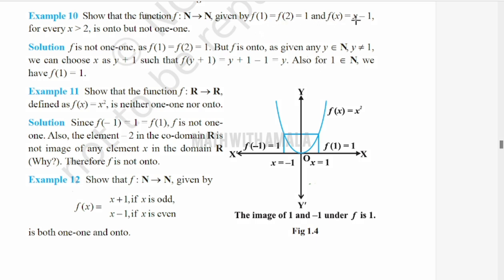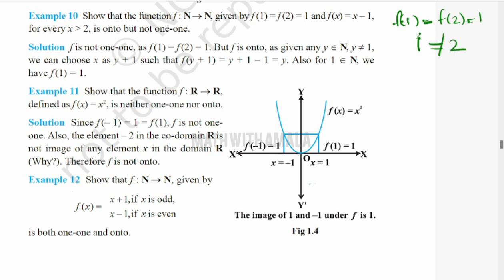Example number 10. Show that the function f from N to N given by f of 1 equal to f of 2 equal to 1 and f of x equal to x minus 1 for every x greater than 2 is onto but not 1-1. Here f of 1 and f of 2 are equal and their value is equal to 1. That means the elements 1 and 2 are mapping to the same image 1.